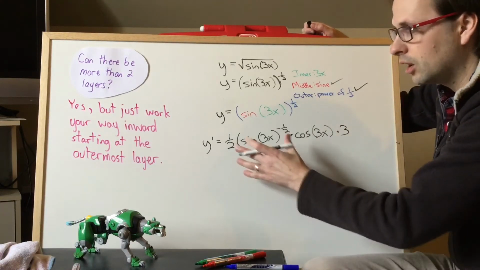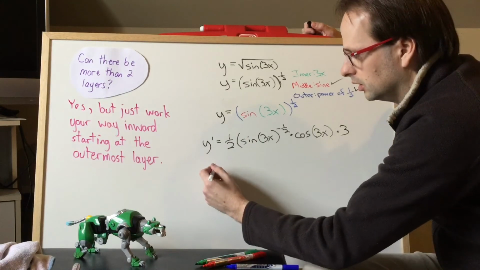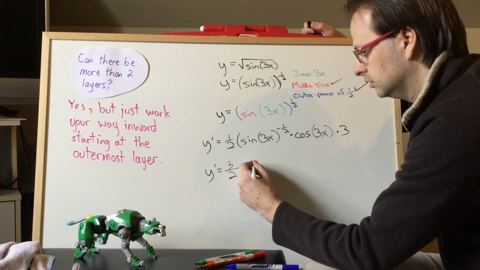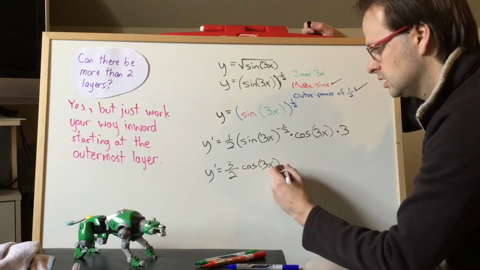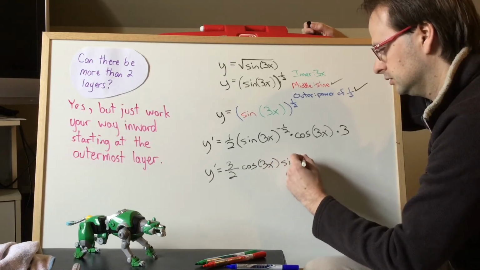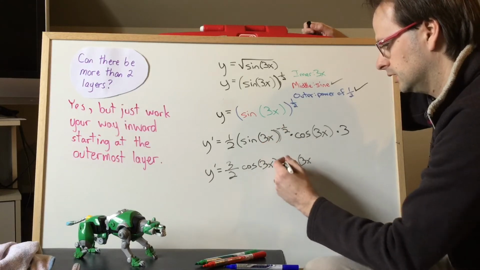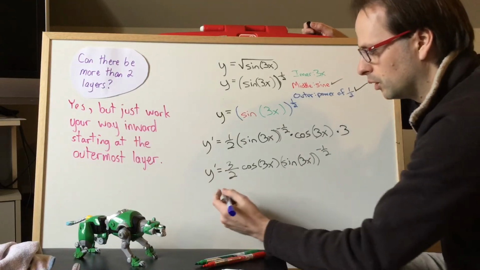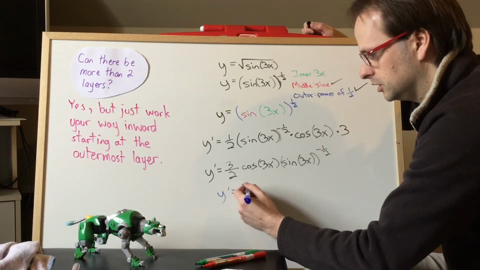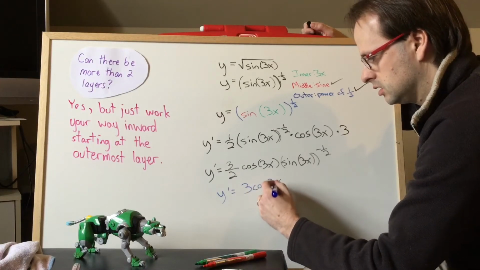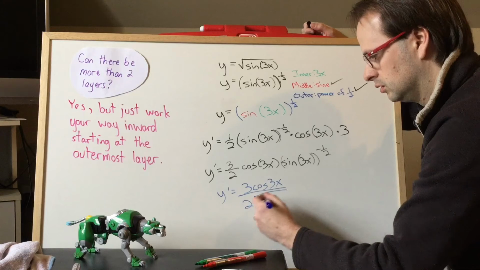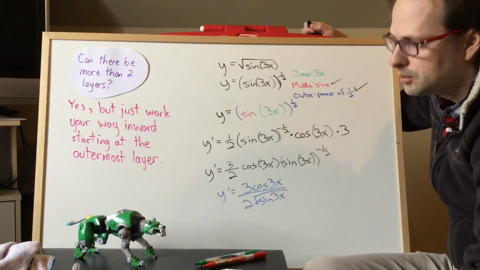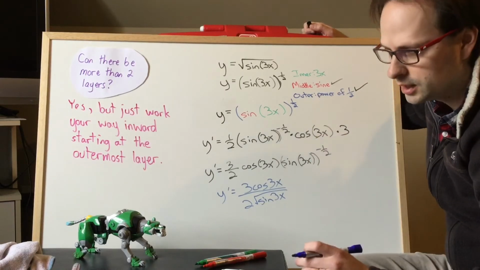Okay. And now we've got all our layers dealt with, and we can put it all together. So this is 3 over 2, cosine of 3x, times sine of 3x, and that should have had an extra bracket there, all to the negative half. Or if you want to write it in fractional form, this is going to be 3 cos 3x all over 2 root of sine 3x. Okay, either one of these is fine. But that's how we deal with multiple layers. Work our way inside.